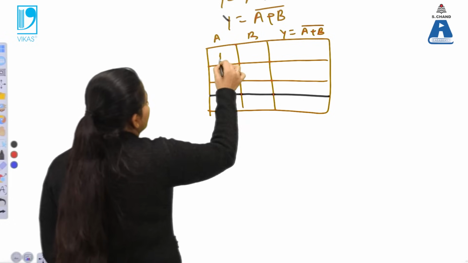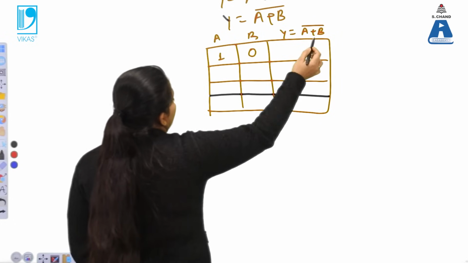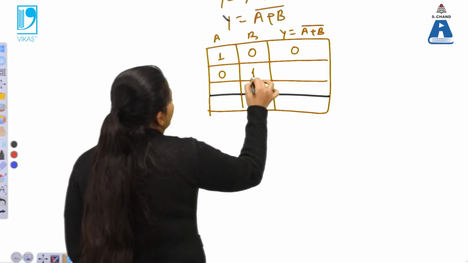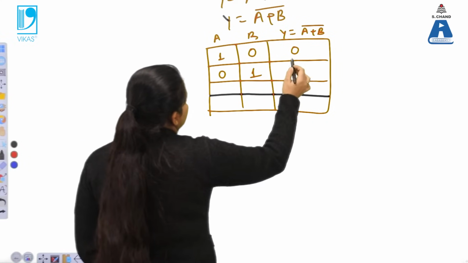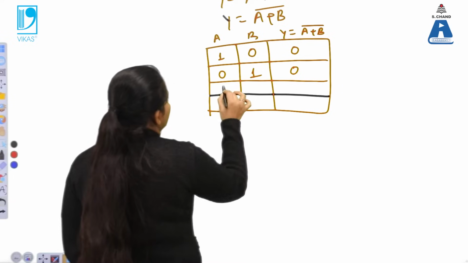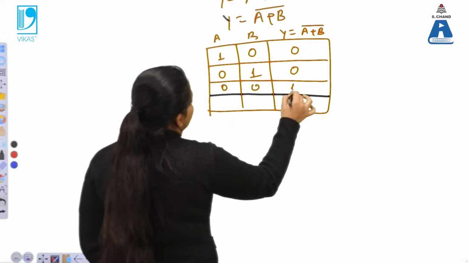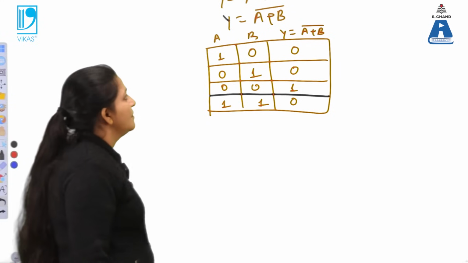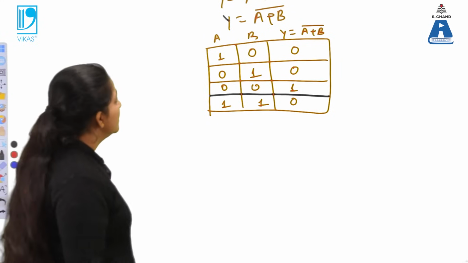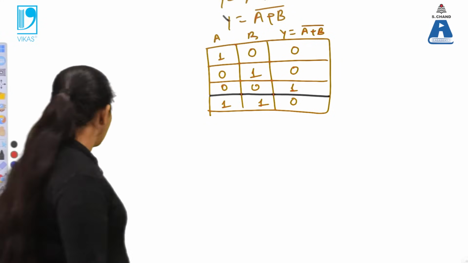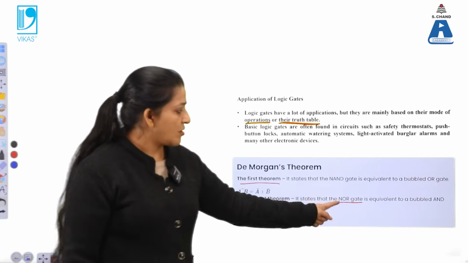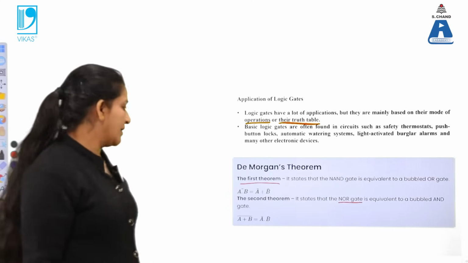Now when 1 is here and 0 is here, the OR is 1, then 0 will be there. Now 0 is here, 1 is here, the OR is 1, that is 0. When 0 and 0 are here, then 1 will be there. So this is the NOR gate, that means a combination of OR and NOT gate. Now it states that the NOR gate is equivalent to a bubbled AND gate.